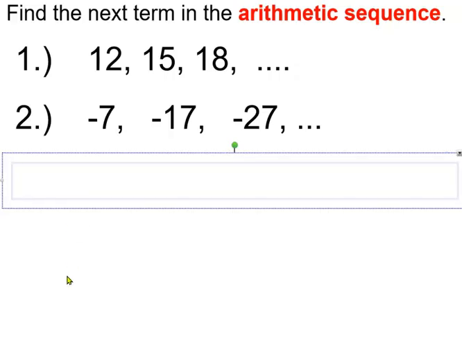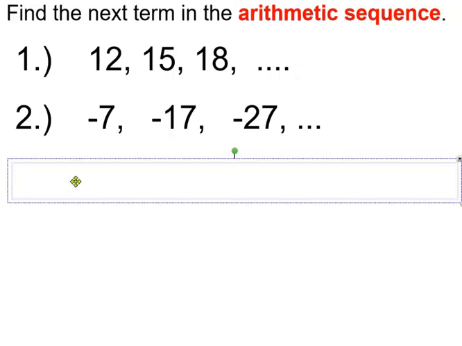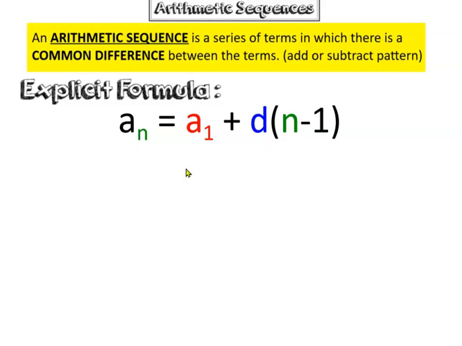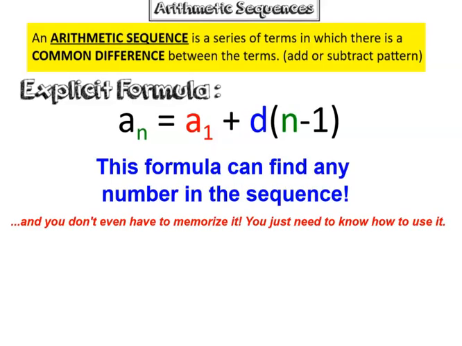But what if I asked you to find the 57th term? We'd be here a long time. So we've got a formula for that. The explicit formula for an arithmetic sequence is shown here on the screen. And the good news is, this formula can help you find any number in the sequence without having to compute all of the terms before it. And you don't have to memorize the formula, but you just need to know how to use it.